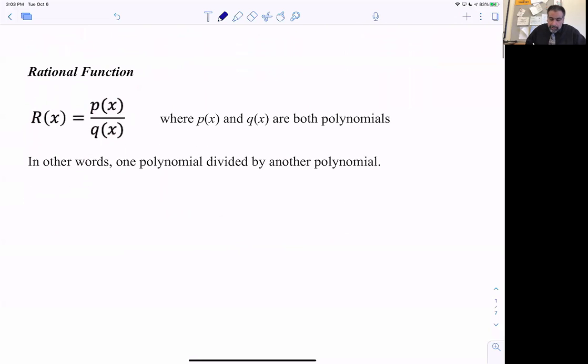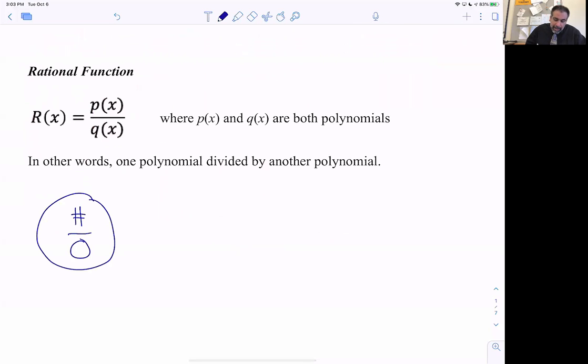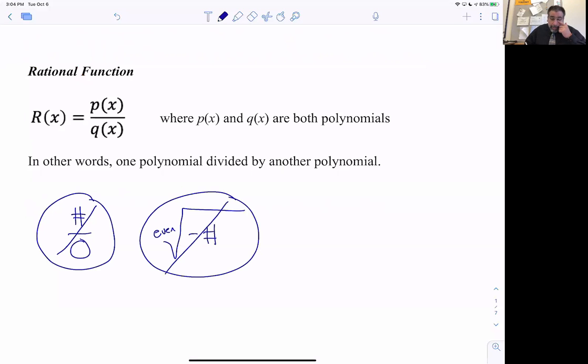So when you're talking about the domain of these guys, you need to keep in mind your three bad things that we talked about. So the three bad things again, number one, we can't divide by zero. This is bad news. Don't be trying to divide by zero. Number two, you cannot take the even root of a negative number. So that's bad news. Problems in your domain will come from that.